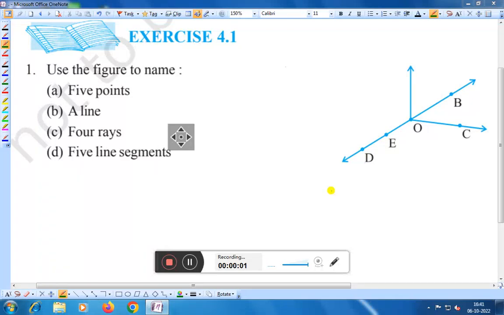Hello everyone, today we shall start exercise 4.1 question number 1. Use the figure to name A, 5 points, B, a line, C, 4 rays, 5 line segments. First of all, we will define all these.